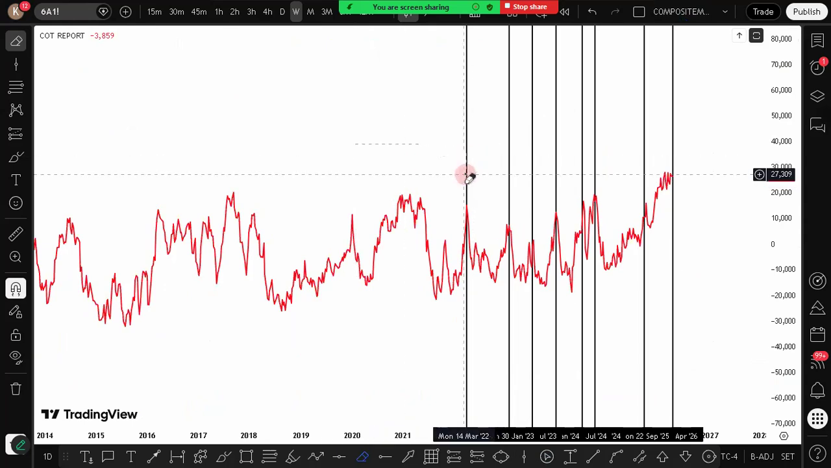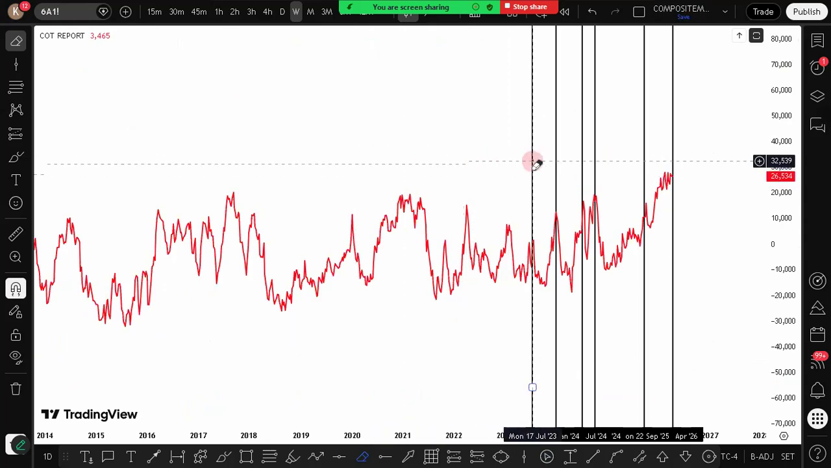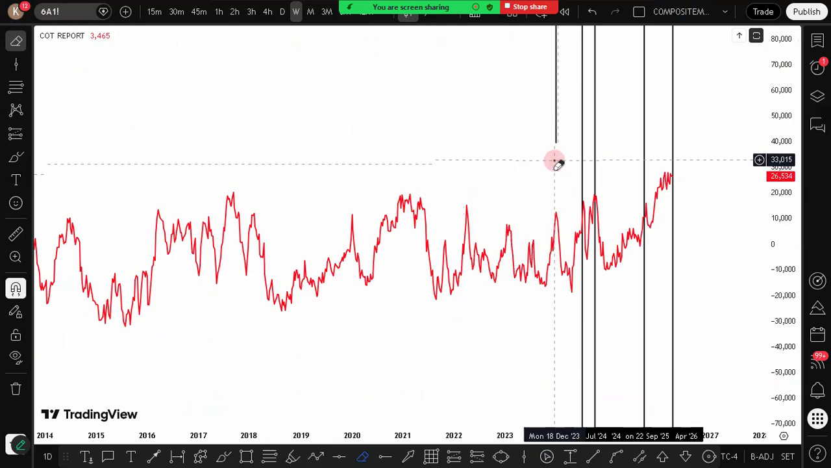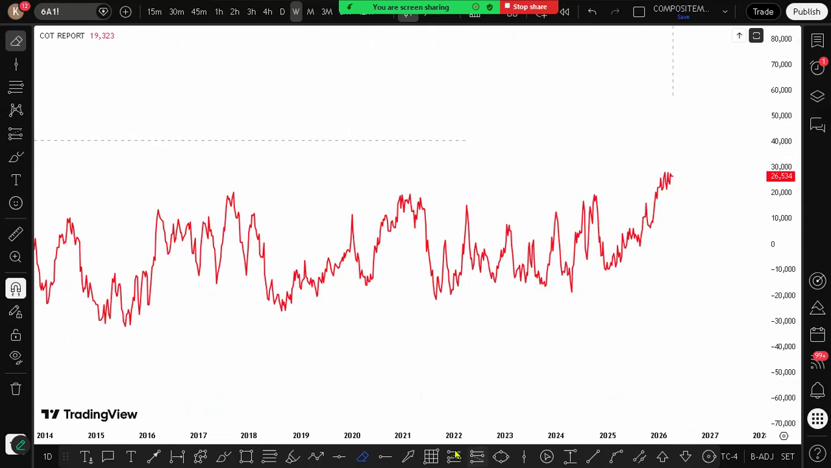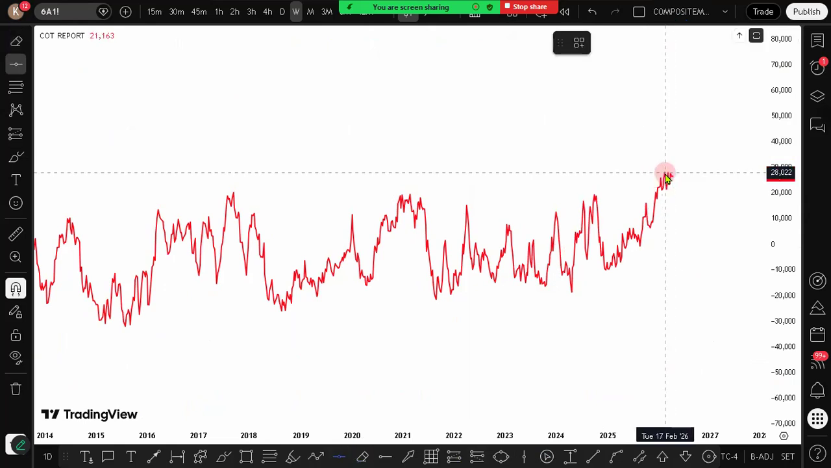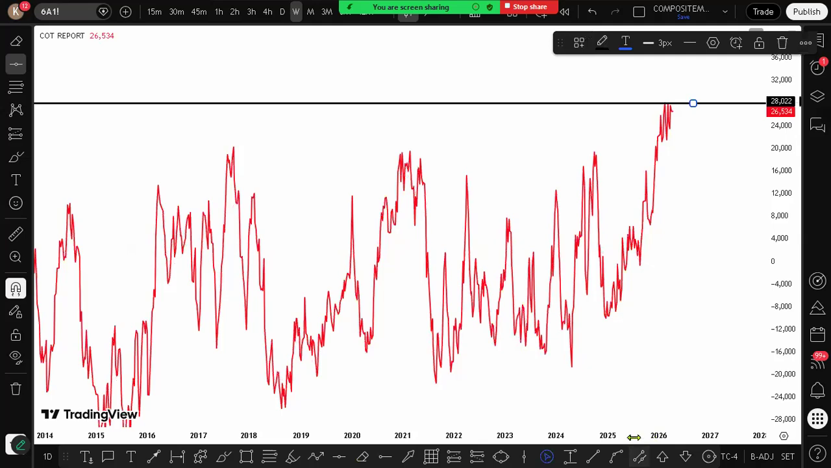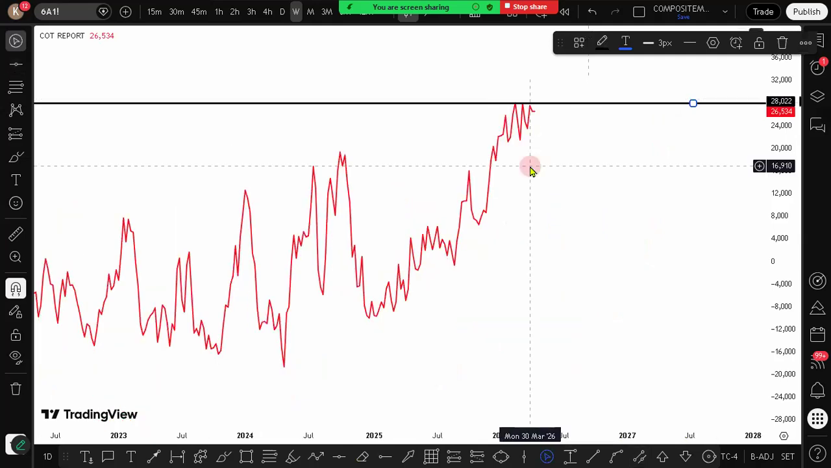The retailers in this case are very, very bullish. Look at this. If you look at where retailers are currently, this is the highest place they have been.